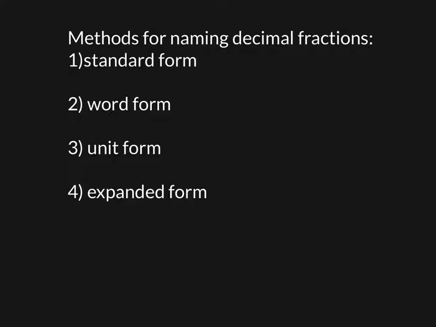As you recall, there are 4 different methods we can use for naming decimal fractions. Let's take the number 2 3/10. Standard form means that we're just writing the numbers, 2 3/10. Word form means we're writing the words that we hear when we say it. 2 and 3/10.